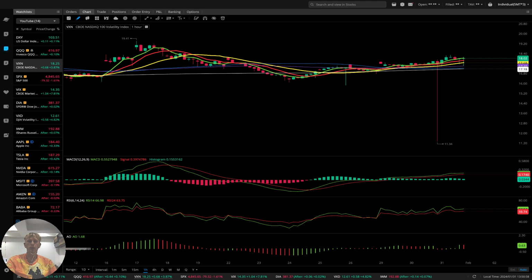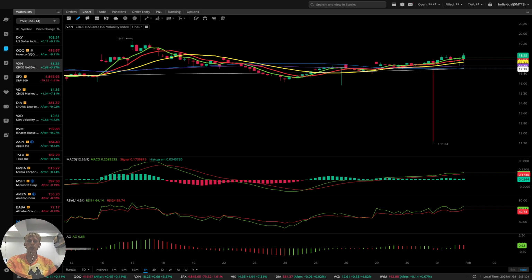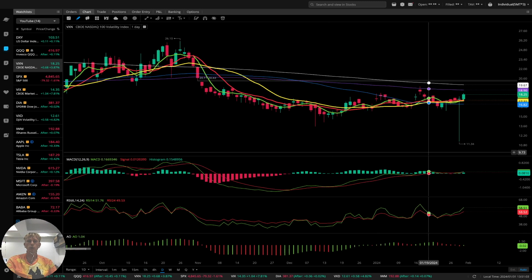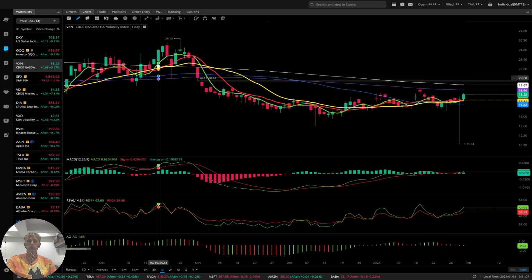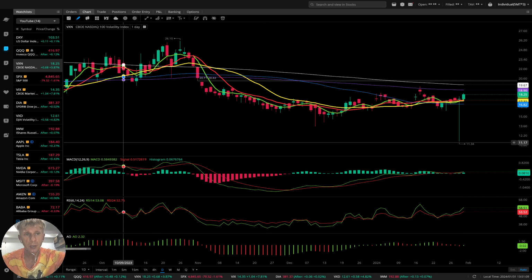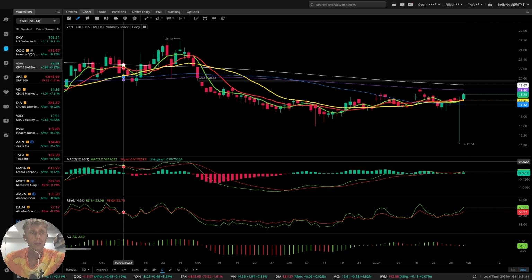VXN volatility index on the daily time frame. For QQQ, bullish crossover, bullish trend. It means it's bearish for QQQ, right?